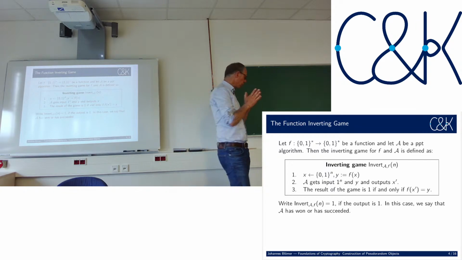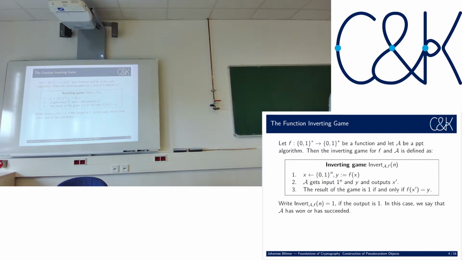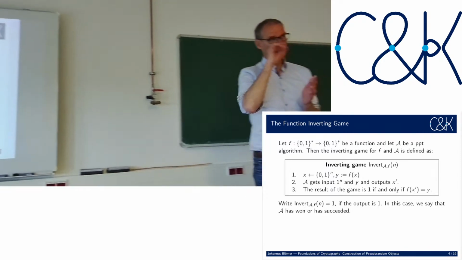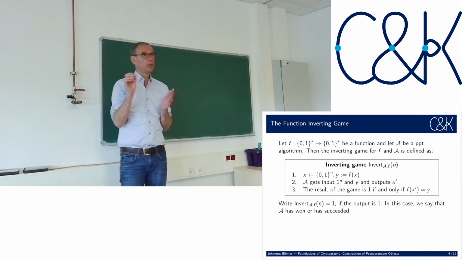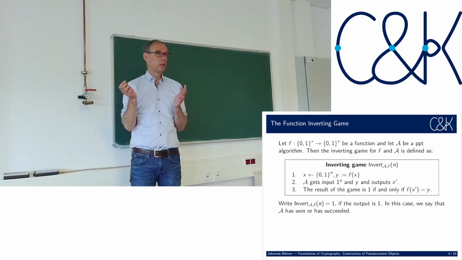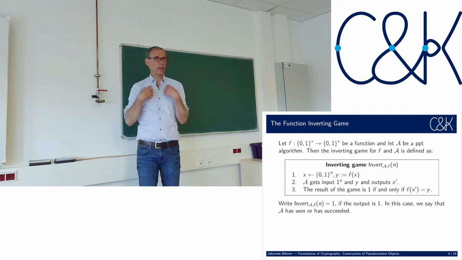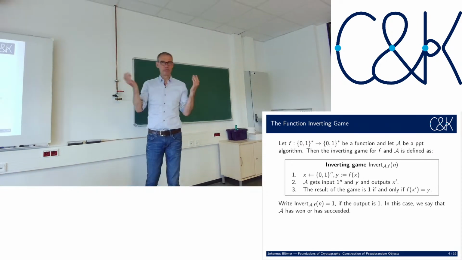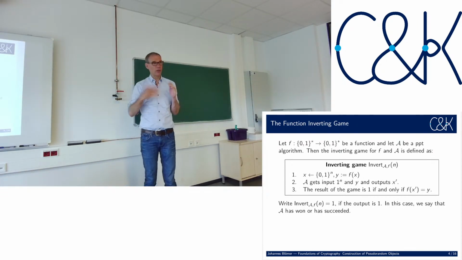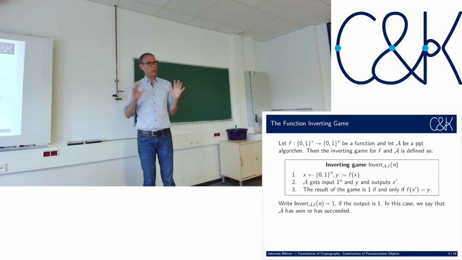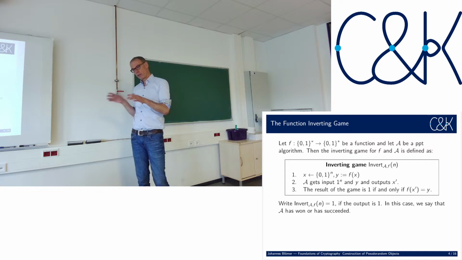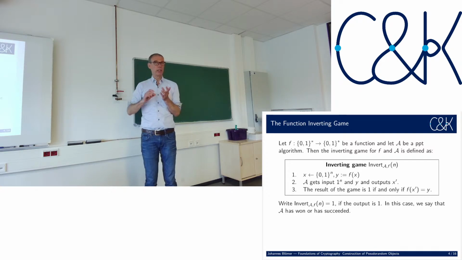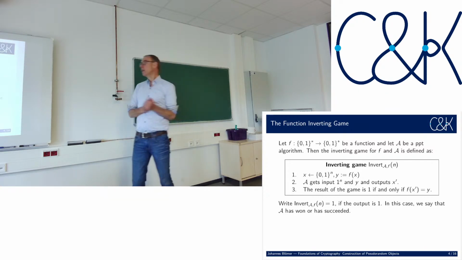The inverting game now is, I give you a function value for which I know and guarantee that it does have a pre-image. You have to find some pre-image. You don't necessarily have to find the one that I used to construct the image, but you have to find one pre-image. There may be many, but the way the game is defined, you are always guaranteed that there is a pre-image.